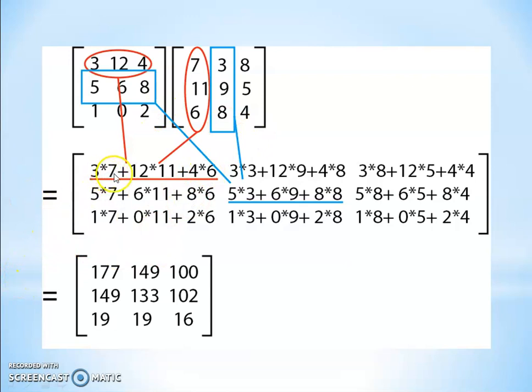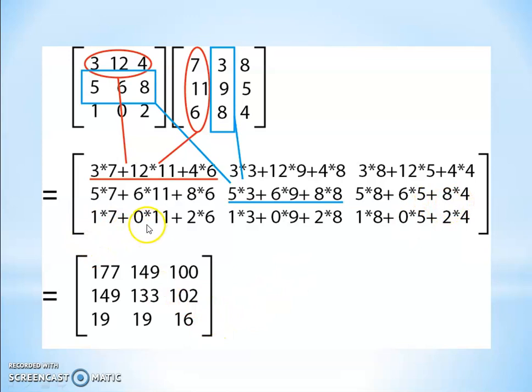3 into 7, 21, plus 12 into 11 plus 4 into 6. We derive the final answer 177. Here 3 into 3 plus 12 into 9 plus 4 into 8, it is 149. 3 into 8 plus 12 into 5 plus 4 into 4, 100. 5 into 7 plus 6 into 11 plus 8 into 6, 149. 5 into 3 plus 6 into 9 plus 8 into 8, 133. 5 into 8 plus 6 into 5 plus 8 into 4, 102.